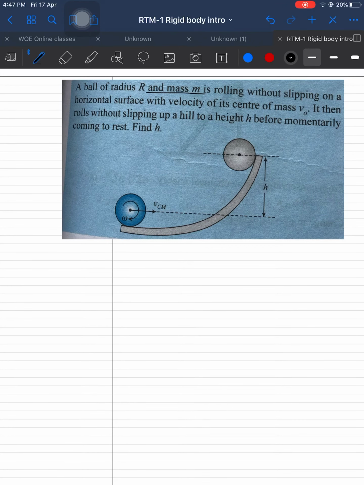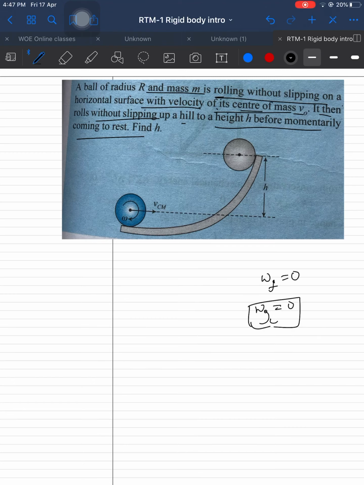A ball of radius r and mass m is rolling without slipping. If it is rolling without slipping, work done by friction is equal to 0. It moves on a horizontal surface with velocity of center of mass v0. Then it rolls without slipping up to a height h before momentarily coming to rest. Okay, work done by friction, work done by gravity in rotating. Work done by gravity in rotating is equal to 0 about the center of mass, because torque, rotational work.